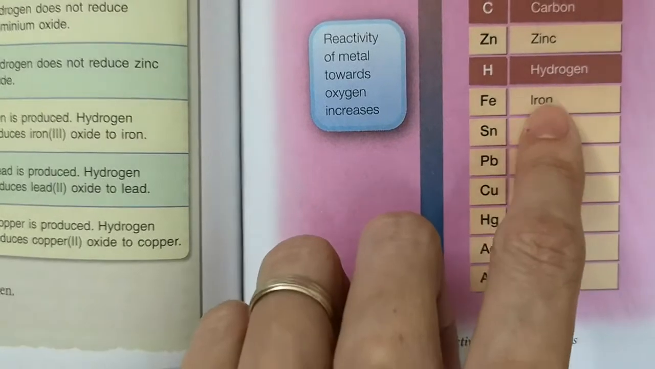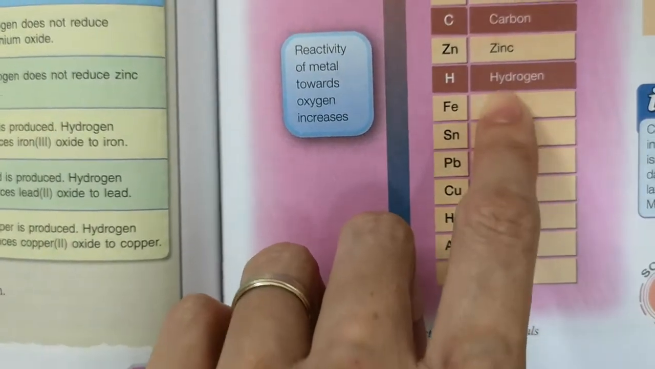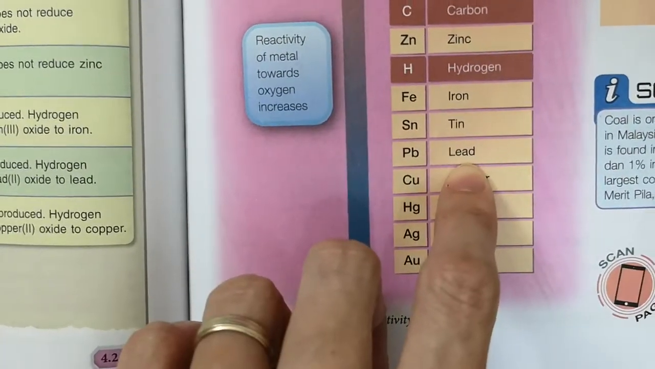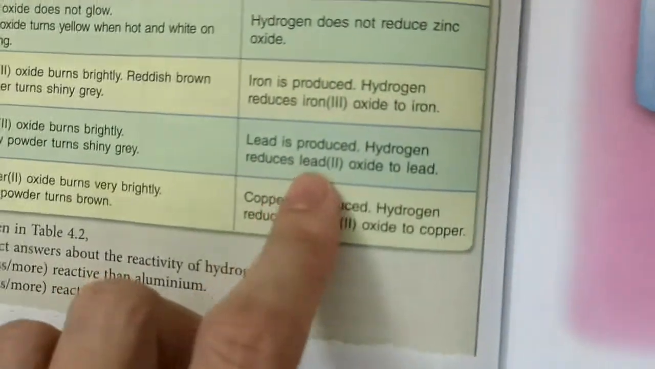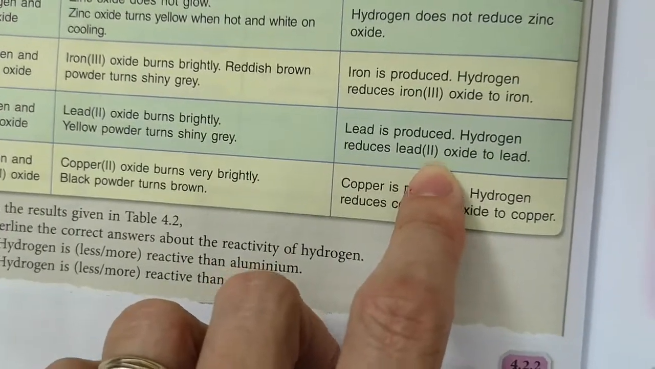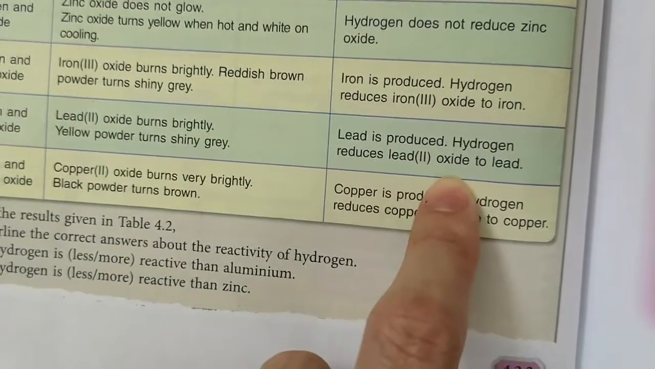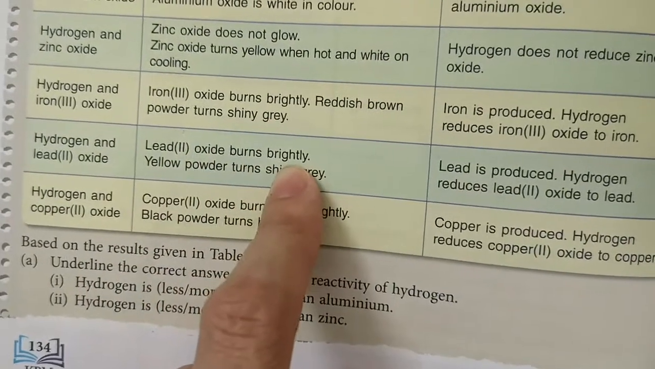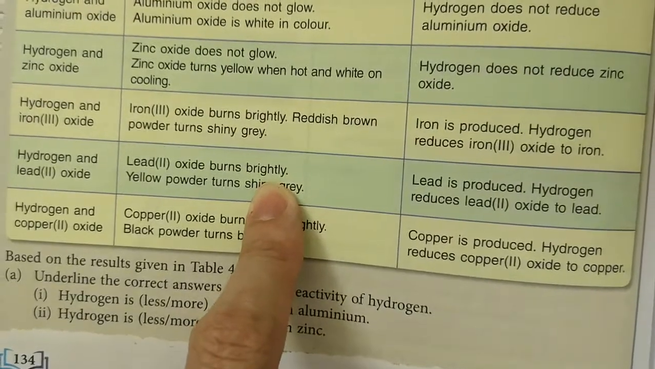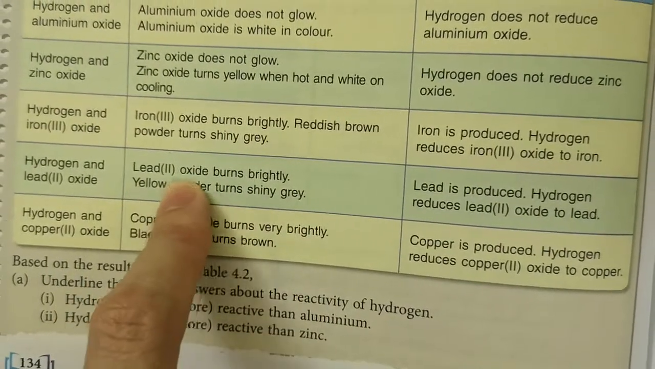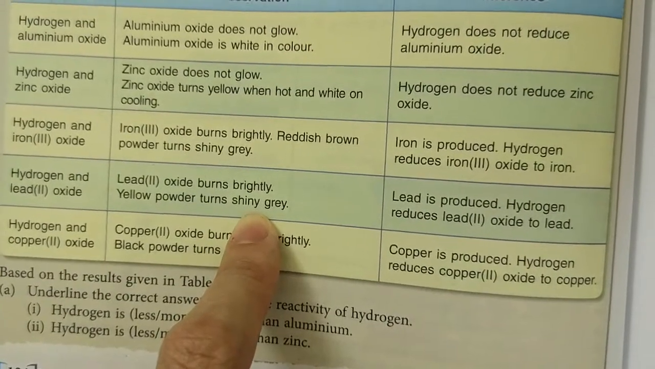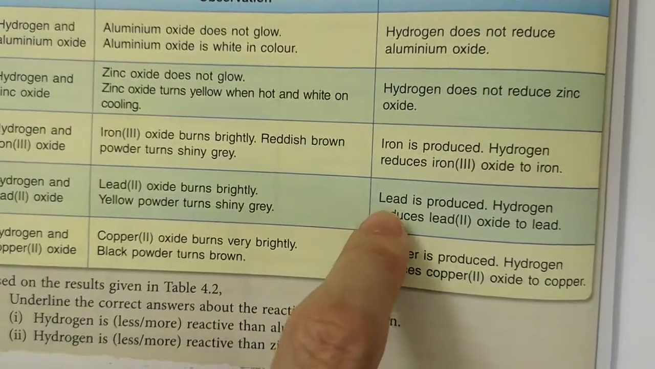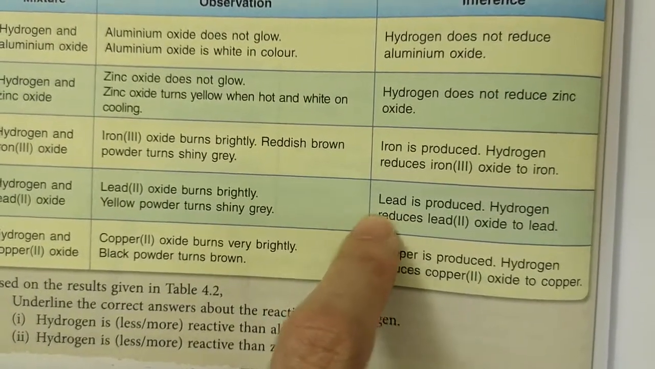Next, hydrogen and lead 2 oxide. Hydrogen is more reactive than lead, right? So hydrogen can remove the oxygen from lead. Hydrogen can reduce lead 2 oxide to become lead. So you can see that lead 2 oxide burns brightly. There is a reaction. The yellow powder, which is lead 2 oxide, changes to become shiny grey. The shiny grey is this lead. That's the product.